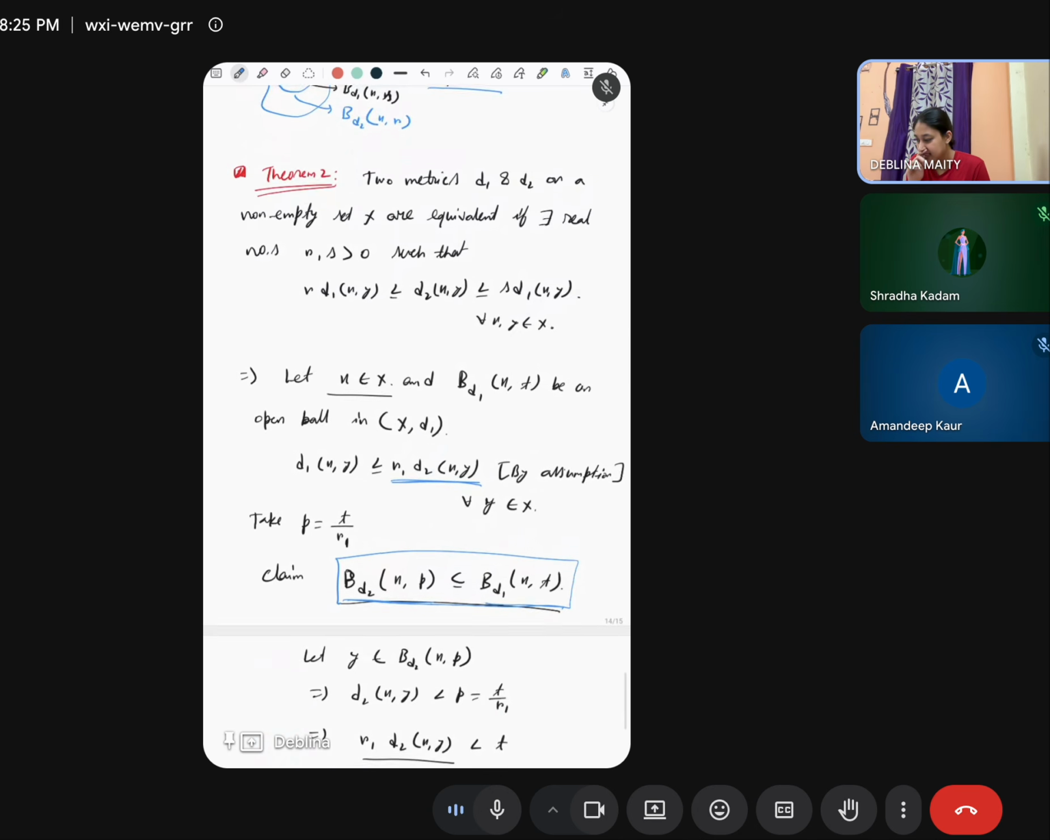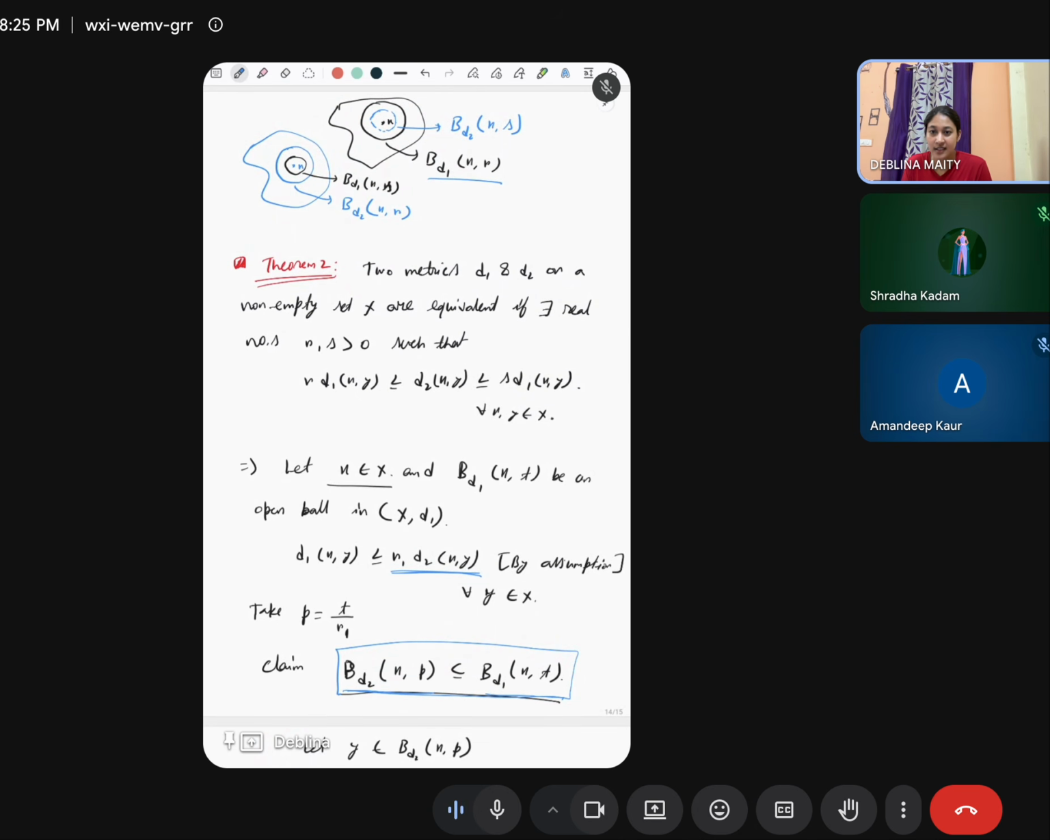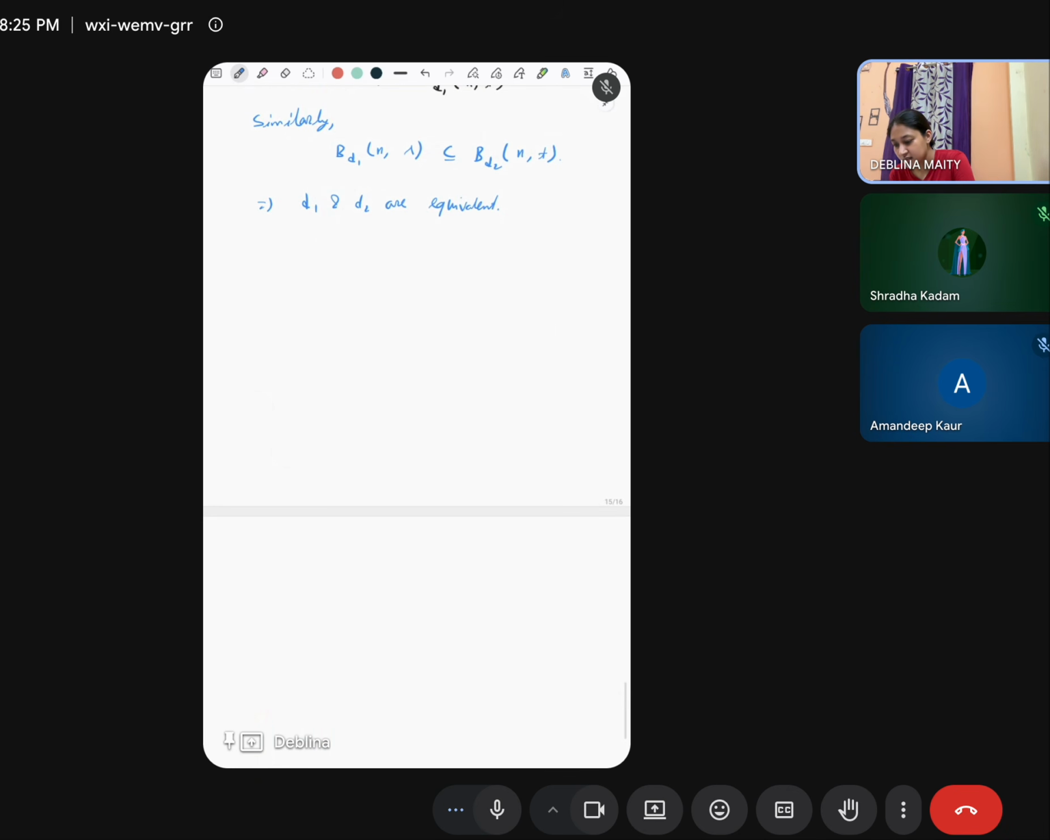Right, now we will see that the converse of this theorem is not true. That is, we will give an example where d1 and d2 are equivalent, but this does not satisfy this condition. So for the converse part we will take this problem. Let (X, d) be a metric space. Now define d1(x,y) to be d(x,y) by 1 plus d(x,y), and d2(x,y) is the minimum of 1 and d(x,y).